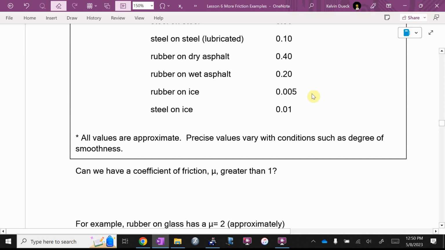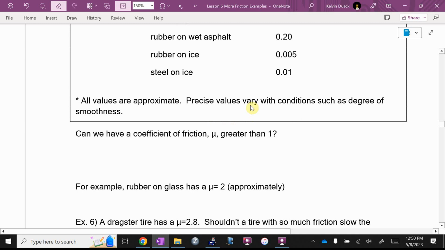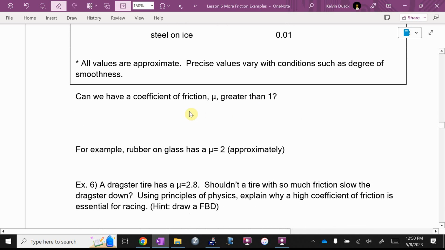Rubber on ice, that's why it's really tough to walk on ice with sneakers. Steel on ice is also really slippery. Skates. Okay, all these values are approximate. Can you have a coefficient of friction greater than 1?